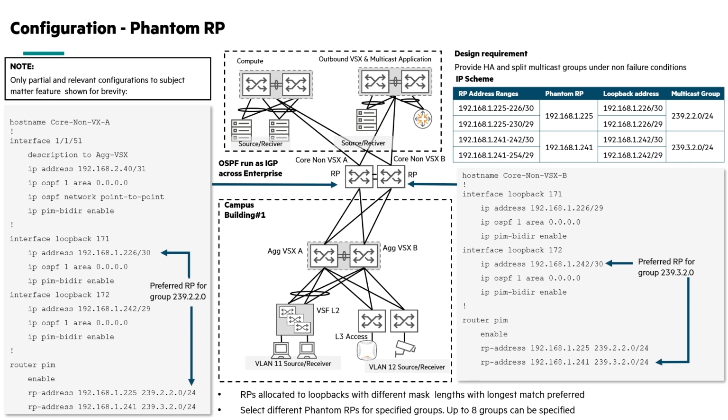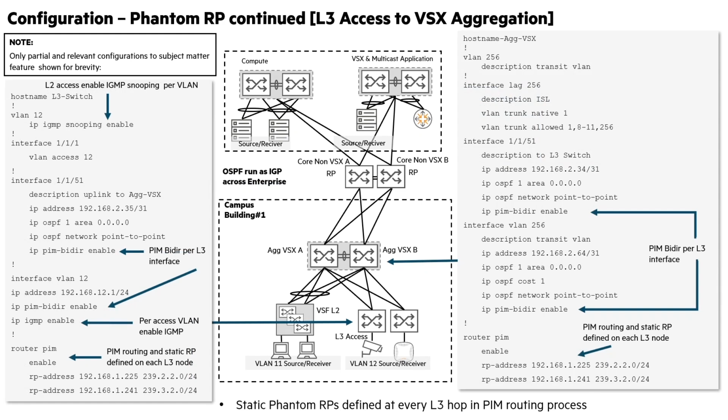Now let's take a look at elsewhere in the network too. Just as an example, we can see the configurations on some of the access and aggregation switches. Again, we must have PIM bidirectional enabled on every hop, and in terms of the RP under the PIM routing process, you must statically configure your RPs on each hop too. So here we are pointing to the two RPs that we identified earlier, .225 and .241, with the specific multicast groups, and this is shown on this aggregation switch here. Then similarly on the L3 access switch here, we have the same type of configuration, and it needs to be consistent throughout.